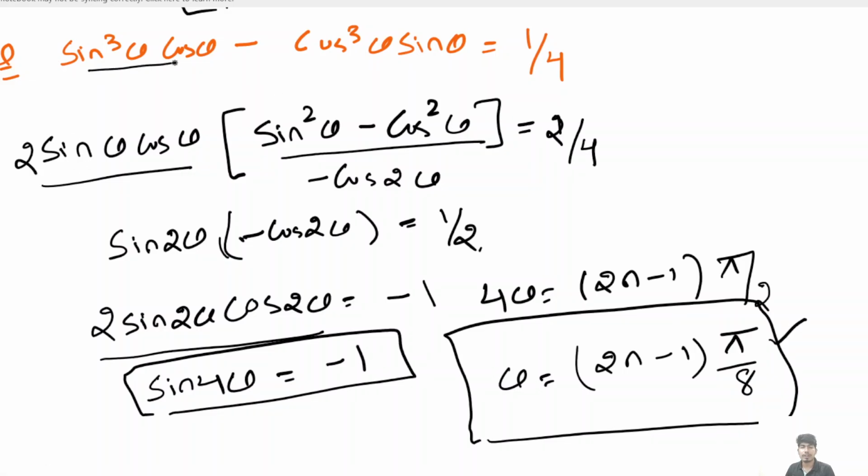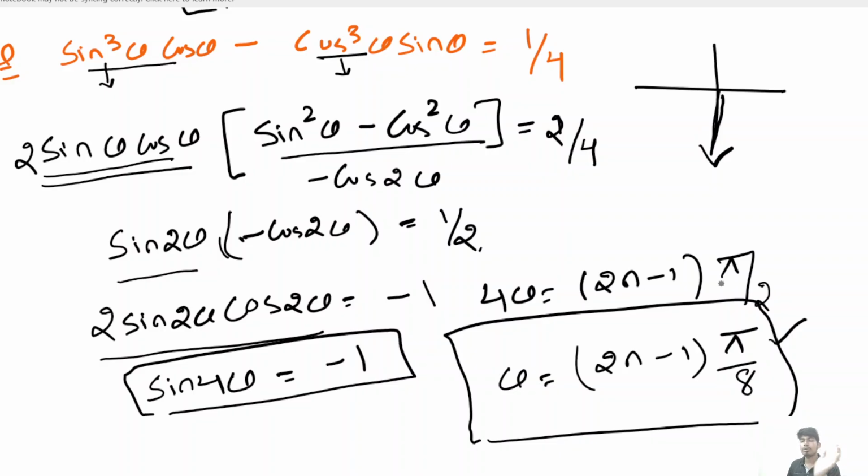We first take sine theta cos theta common, and inside remains sine square theta minus cos square theta, because here sine square theta, here cos square theta. Then multiply both sides by 2. Then 2 sine theta cos theta is sine 2 theta, and this becomes minus cos 2 theta. Then again cross multiplication, 2 here and minus 1 here. Then 2 sine 2 theta cos 2 theta is sine 4 theta, that is equal to minus 1. Then we know sine theta is minus only on the negative y axis. Then this becomes (2n minus 1) into pi by 2, and here we get theta.